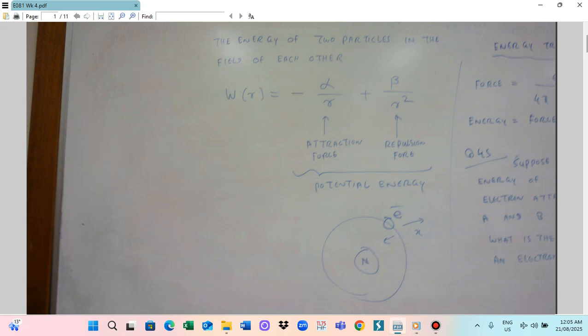So this is minus alpha divided by R plus beta divided by R squared. The first term is the attractive part, and the second is the repulsion. R is the radius of the electron, and W(R) means the energy level depends on the electron radius, and alpha and beta are constants. So this is the attraction force, this is the repulsion force, and the combination will be the potential energy.